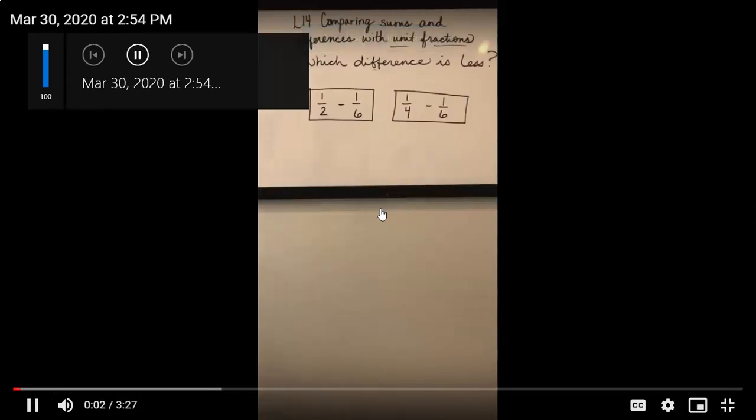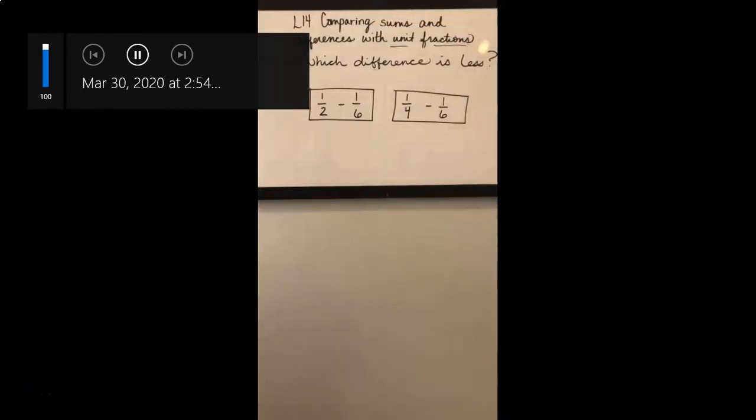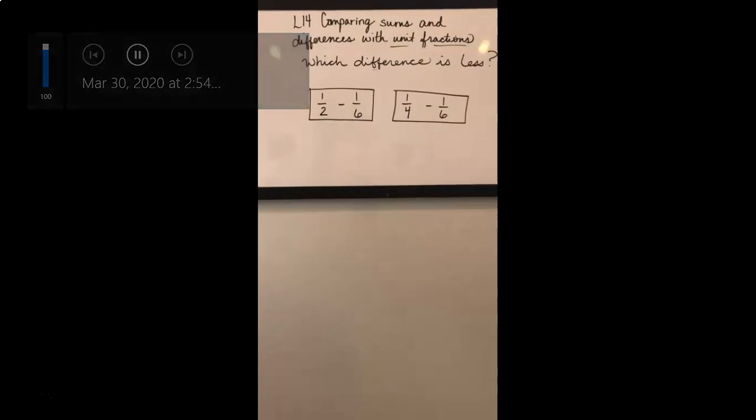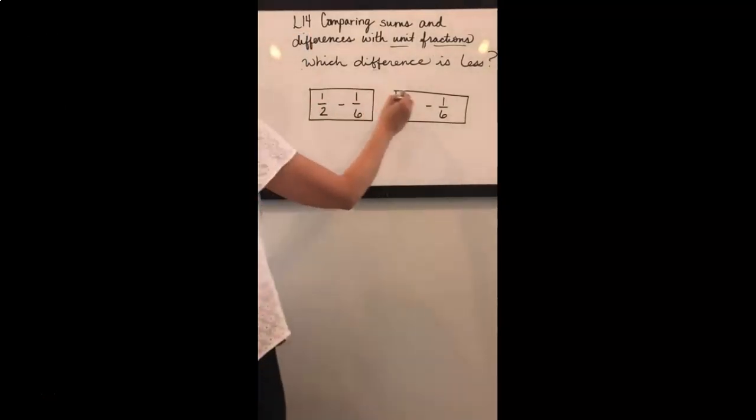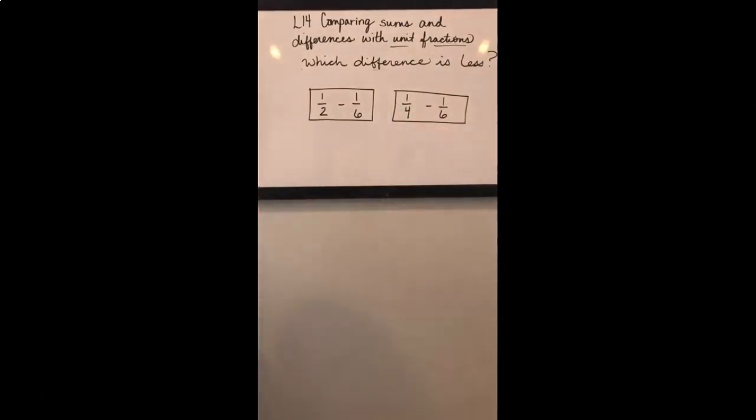L14, comparing sums and differences with unit fractions. Let's review what a unit fraction is first. A unit fraction is simply a rational number that is written as a fraction, where your numerator is 1 and your denominator is a positive integer.